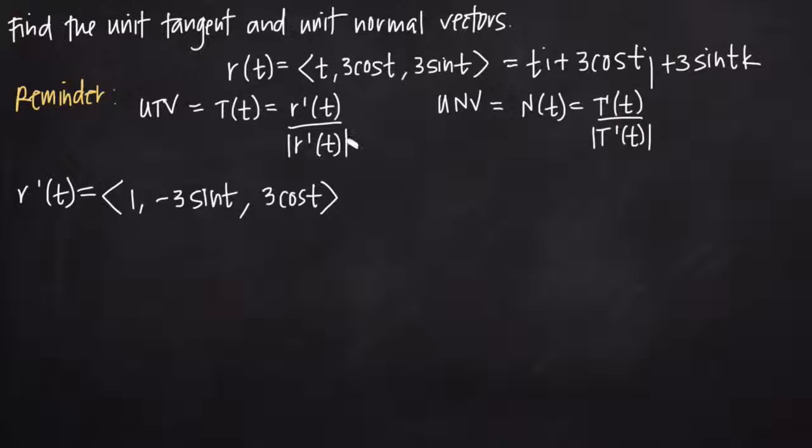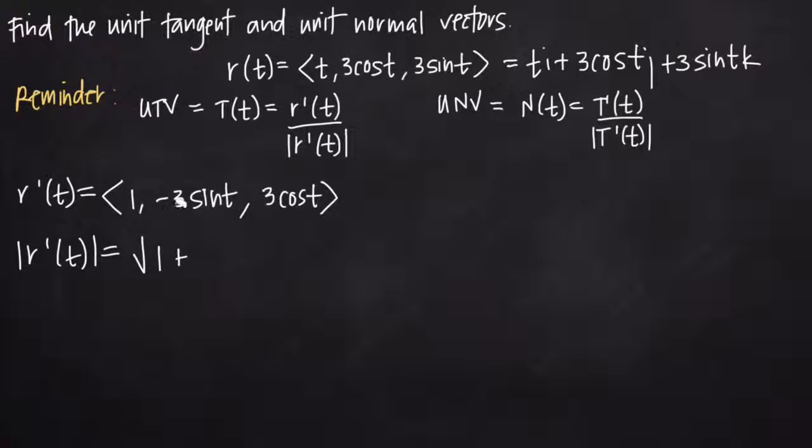We're also going to need the magnitude of r prime of t, and we denote it like this. The way that we find that is by taking the square root of the sum of the squares of each of these components. So all we're going to do is take each of these components, square it, add them all together, and put them under the square root sign. So squaring 1 here, we're going to get 1.